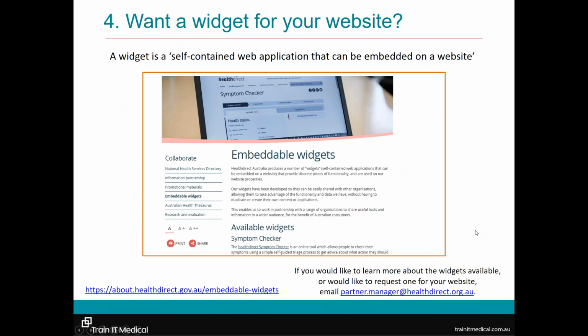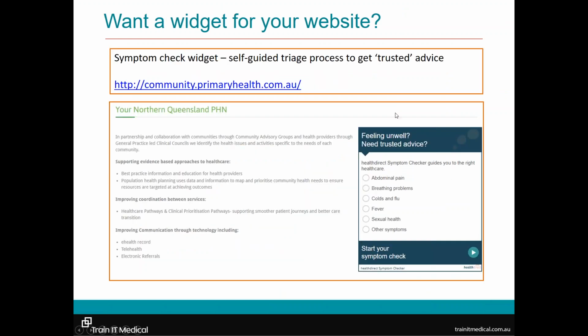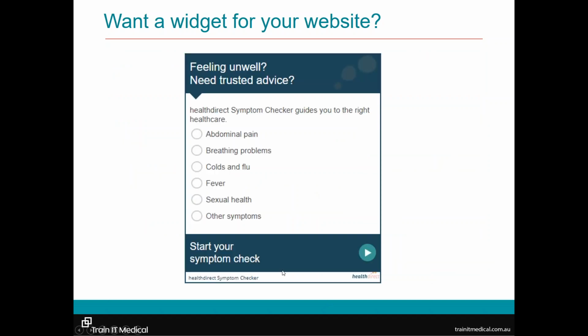And the examples of what you could do on your website, here's one from my good friends at North Queensland PHN. They've got a symptom check widget, so a self-guided triage process. Now, this is trusted advice. So remember, this is just not somebody creating this themselves. It is validated. It's a government site, and this is updated, authenticated all the time. So that's one of the widgets. That's a bit of a better look at it.